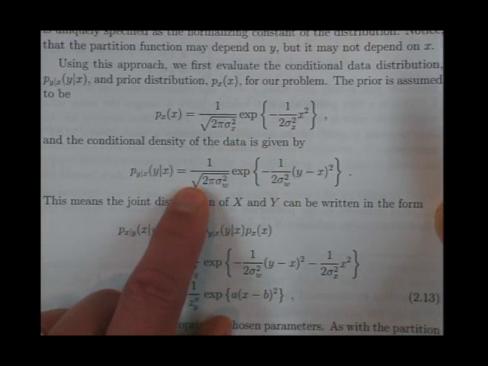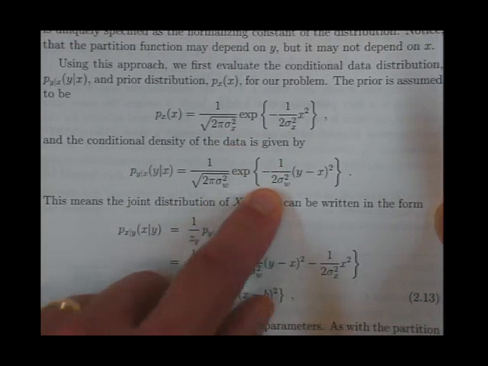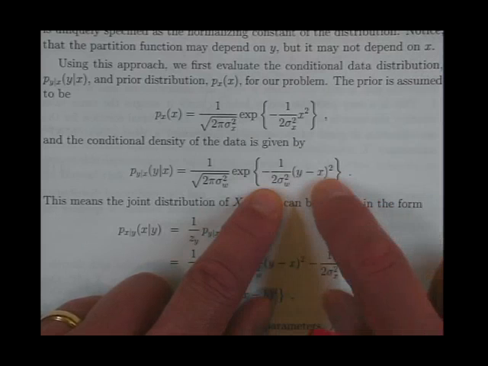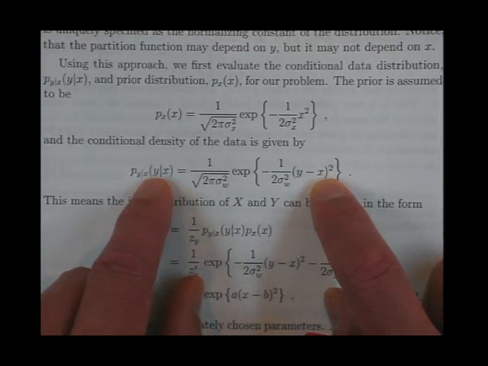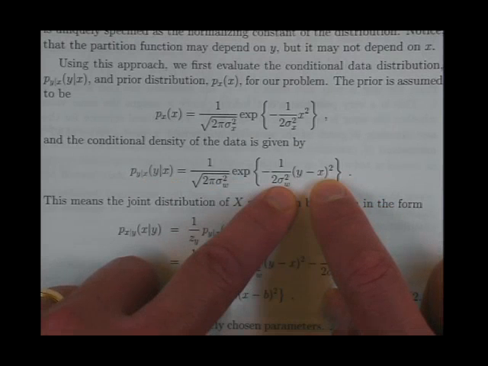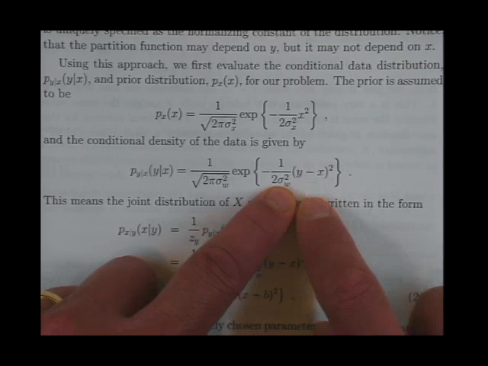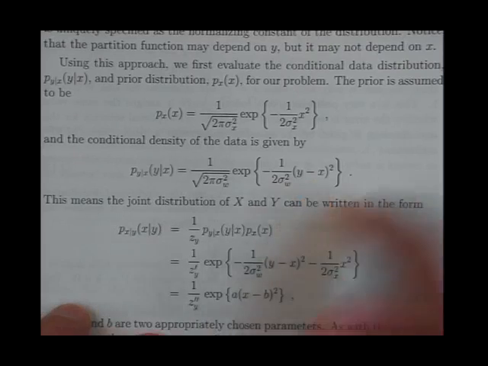Now this is the distribution for x. This is the distribution for y given x. The form of this may not be completely obvious to you. What it's basically saying is that the mean of y is x, and the variance about that mean is sigma squared sub w, because that's the noise. So if this isn't obvious, think about it and work it out.